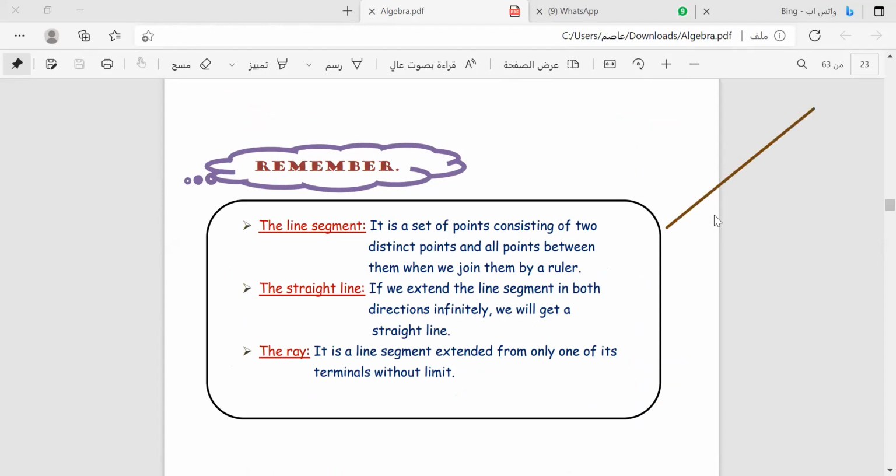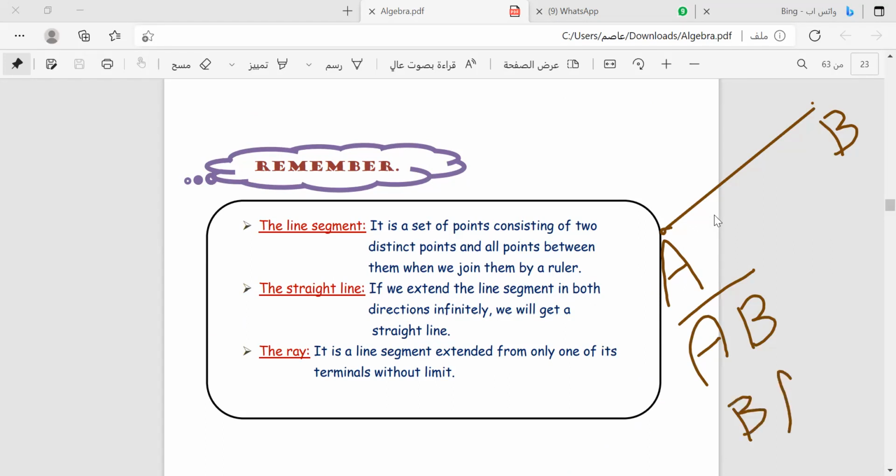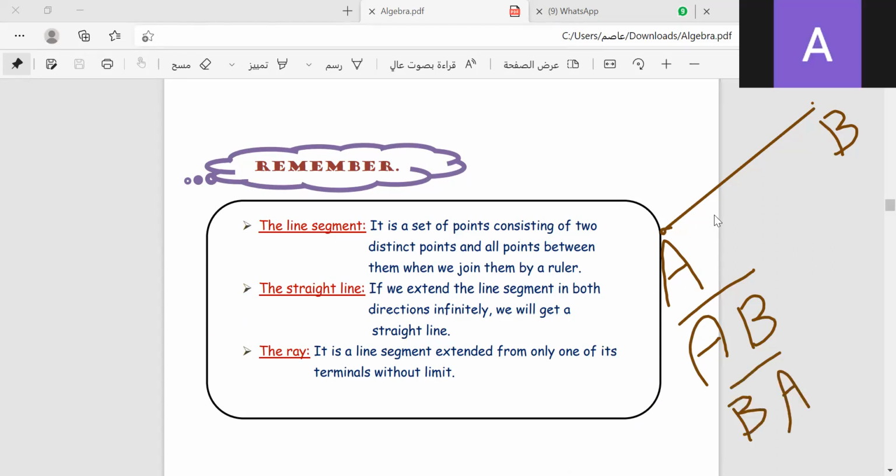This shape is called line segment. Line segment consists of two points. We can call them starting point or ending point, and we can read it as AB, line segment AB, or line segment BA. Line segment AB or BA, it has length, and we can say that AB equals 5 centimeter.